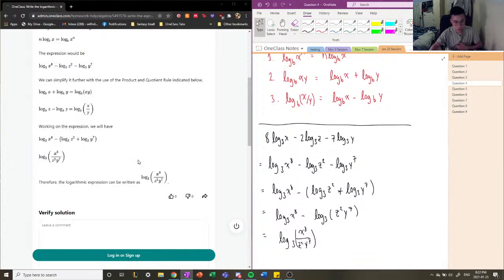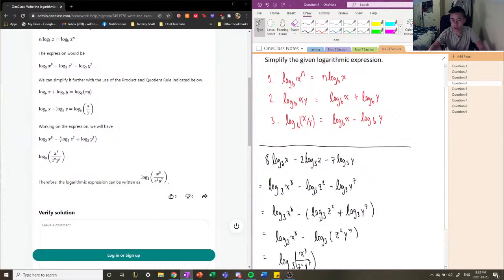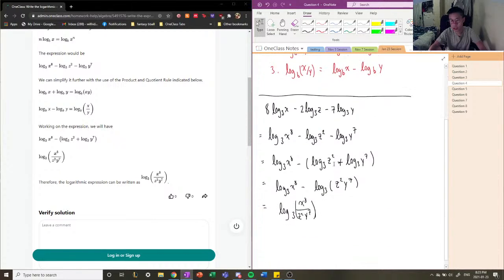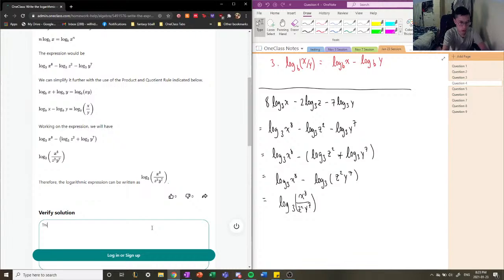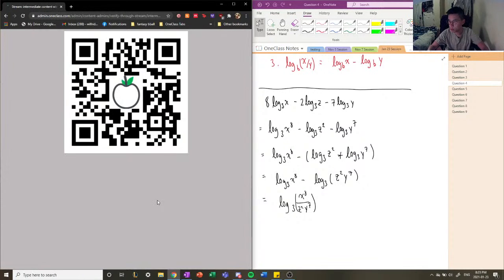Okay, so we used all three of these properties to simplify our expression, and this is much easier to calculate than the original. So this solution is correct. Nice job. All right, let's move on to question number 5 today.